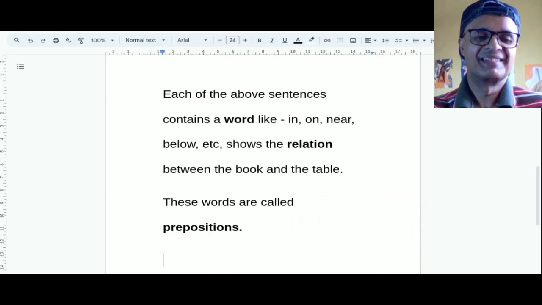I hope it makes sense, because a word which shows the relation between two nouns, in particular here in the above sentences, is called a preposition, right? Let me write a few more examples so that it will be more clear to you.